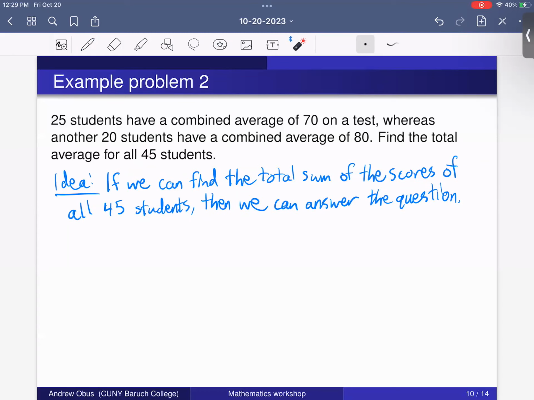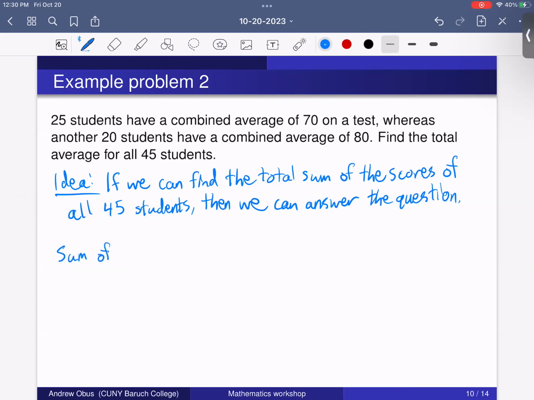So total sum will be 75. Okay, remember, that's probably not going to be the total sum, because when I say the total sum, I mean all 45 students, and you add up all of their scores. So that's going to be higher than 75. Yes, 150. Yes, Christopher? For the 25 students, the sum of their scores will be 1,750.